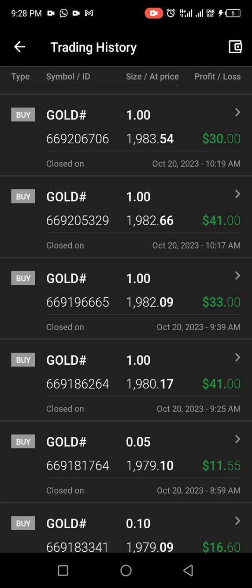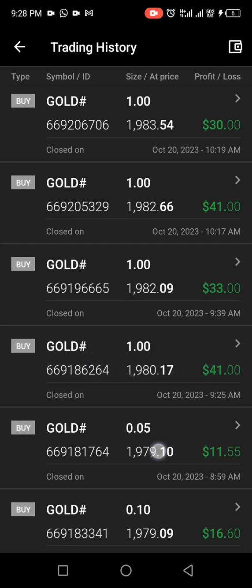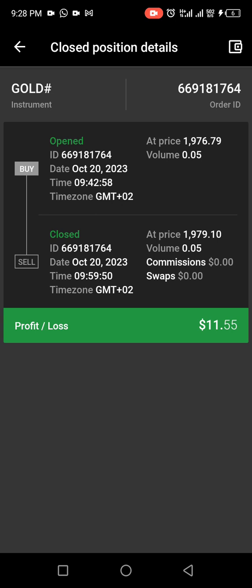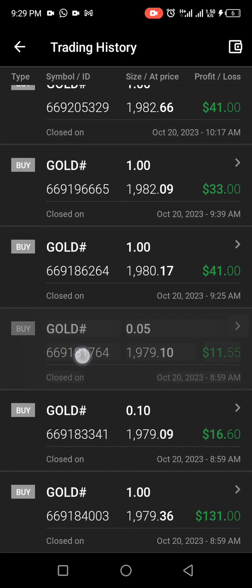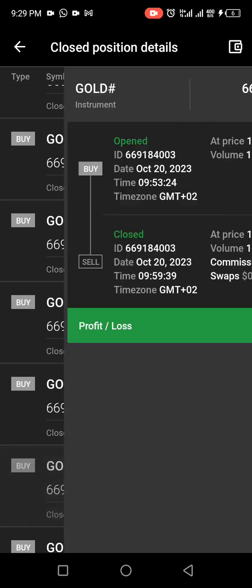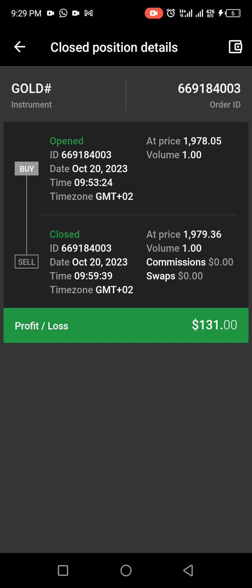There's one I made about $100. Yeah, you can see I made about $11.55. This is my order ID, this is when I created the order, this is when I closed the order, and this is the profit, $11.55. And this one is $16.60. You can confirm it by yourself. This is $131. Oh my god, just like that I made a profit of $131. Just convert this money to naira, you see that it is huge money.